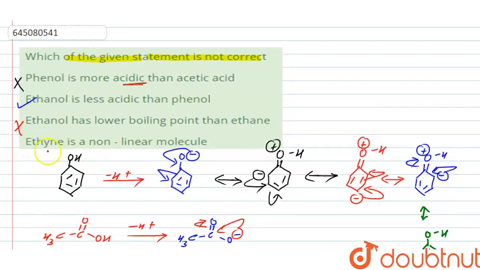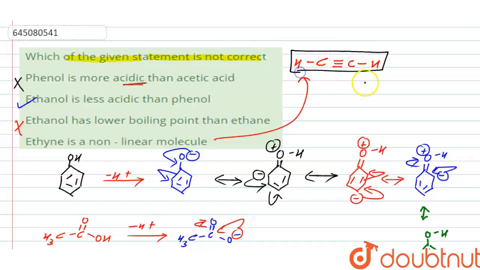Now in the D option we have given ethyne is a non-linear molecule. So if we draw ethyne over here, we have C triple bond C, then H, then H. Now we can see that this molecule is a linear molecule. So this means that our D option is also incorrect. So the correct answer to this question, that is the statements which are incorrect, are option A, then option C, and then option D.